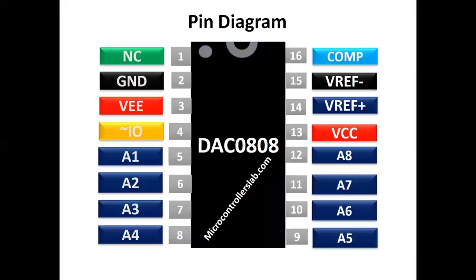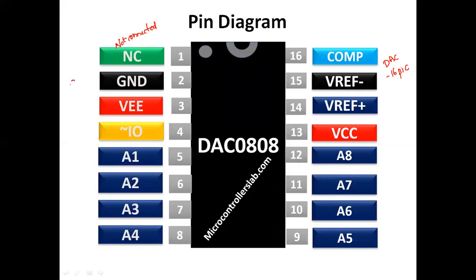This is the pin diagram of the DAC 0808 IC. It is a 16-pin chip. This DAC, digital to analog converter, is of 16 pins. Here we'll see the purpose of each and every pin. The first pin, NC, is not connected. So this is the pin which is not connected.